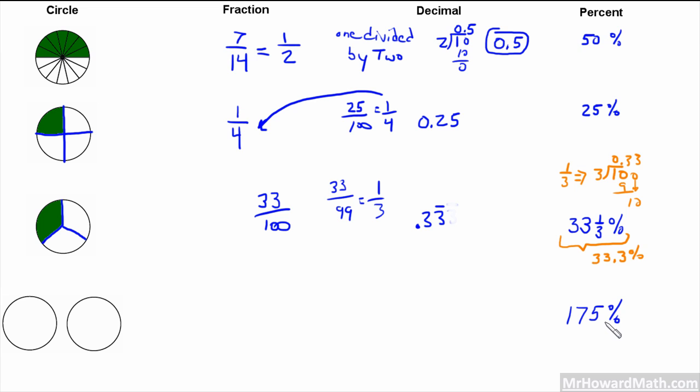175%. So what do we do? Let's go from percent to a decimal first. We move the decimal how many places? 2 places. Which way? To the left, right? So 1, 2.